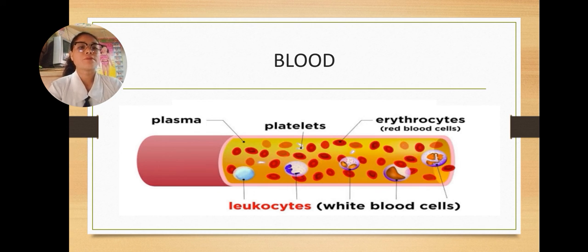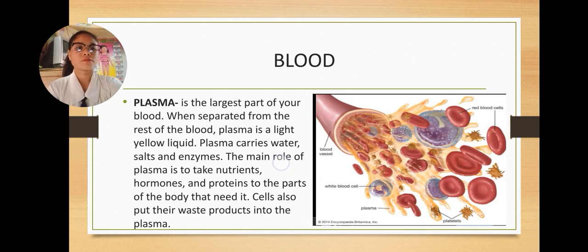So, there are the main components. First is the plasma. Then the platelets, or thrombocytes, the erythrocytes, or the red blood cells, which is the RBC. And the last one is the leukocytes, which is the white blood cells.